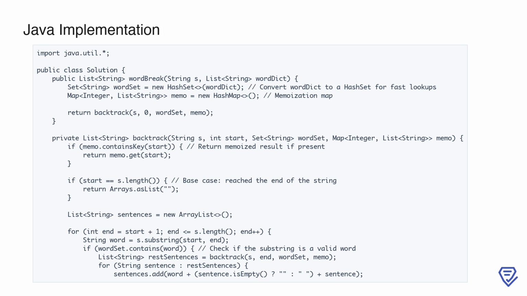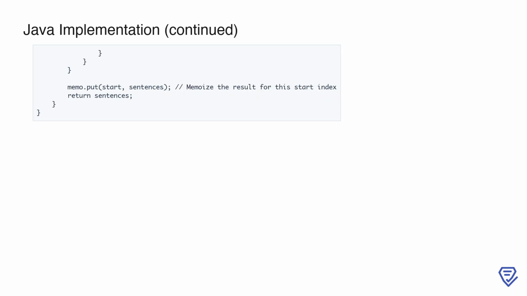We then initialize an empty list, sentences, to store all possible sentences formed from this index onward. The for loop iterates over possible end indices, creating substrings from start to end. If the substring is a valid word in wordSet, we recursively call backtrack with the updated end index to find sentences formed from this point onward. The recursive call returns a list of possible sentences for the rest of the string, which we iterate over to construct complete sentences. For each sentence in the returned list, we concatenate the valid word we just found with the sentence, adding a space if the sentence is not empty.